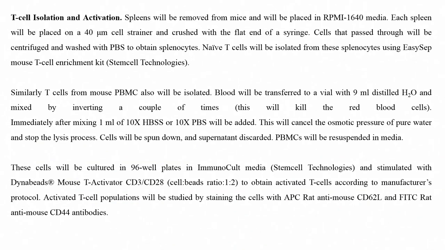As you have seen in the video, the spleen that is taken out from the mouse will be placed in RPMI 1640 media, and further, to extract T cells from spleens, each spleen will be placed on a 40 micrometer cell strainer and crushed with the flat end of a syringe. Cells that pass will be centrifuged and washed with PBS to obtain splenocytes. From the spleen we get splenocytes.